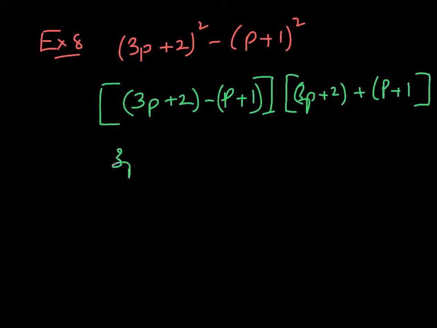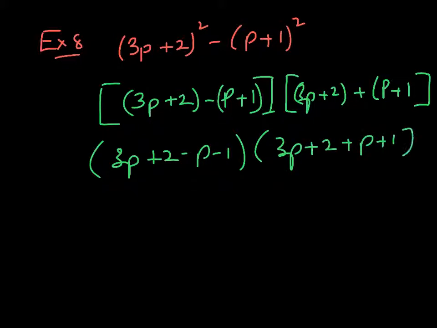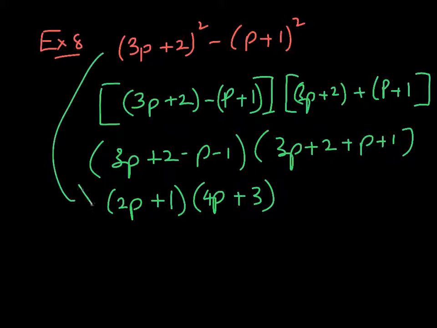So this is going to be 3p plus 2 minus p minus 1, okay, into 3p plus 2 plus p plus 1. Okay, 3p minus p leaves us with 2p, plus 2 minus 1 leaves us with plus 1, into 3p plus p gives us 4p, and 2 plus 1 gives us what? 3. So when you factorize 3p plus 2 squared minus p plus 1 squared, what you have is 2p plus 1 into 4p plus 3.